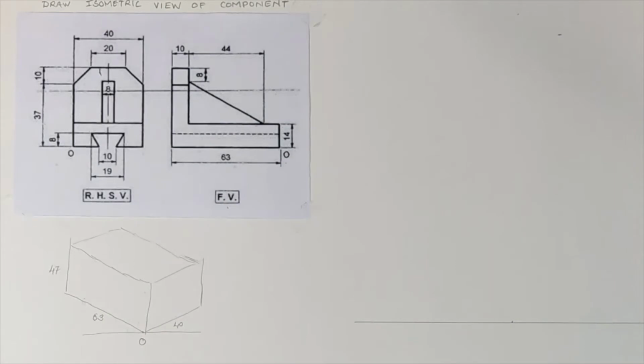Now for the faces of the cuboid, I have to identify which face represents which view. So the face with side 63 by 47 represents the front view, and the vertical face towards the right represents the right hand side view. So I need to provide the direction of view and mention that this is the front view and this is the RHSV. Next, on the RHSV, I start drawing the base.